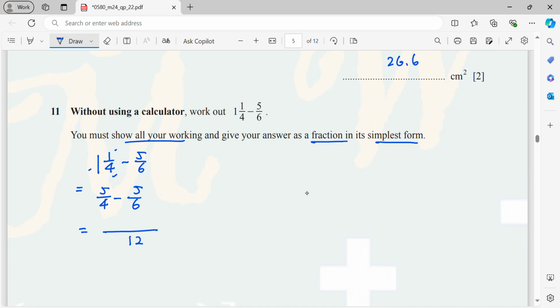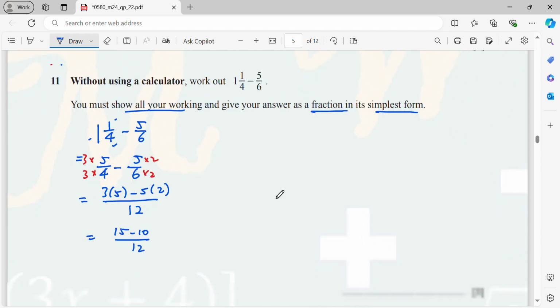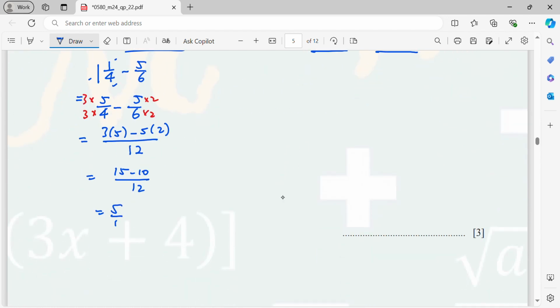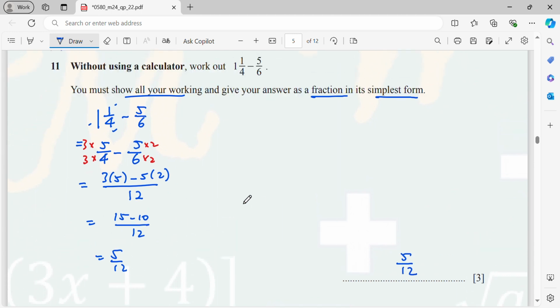12, right? Which means to get 12, I need to times 3 to the first fraction and times 2 to the second fraction, right? So when I times 3, you will be getting 3 times 5. Then the second fraction will be 5 times 2. Therefore, this is going to be 15 minus 10 over 12. Then you will be getting 5 over 12. So that is a fraction. And 5 over 12 is the simplest form.